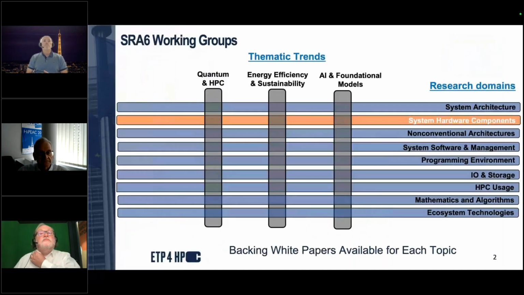Next. So here this is the matrix that we look at in terms of the SRA6 itself. Marc and I were chairing the hardware component, the system hardware components group. So that's one of the research domains, which you see down the right. There are also thematic trends. And so what Andy's going to talk about later is the AI foundational models, which cuts across all of these research domains.